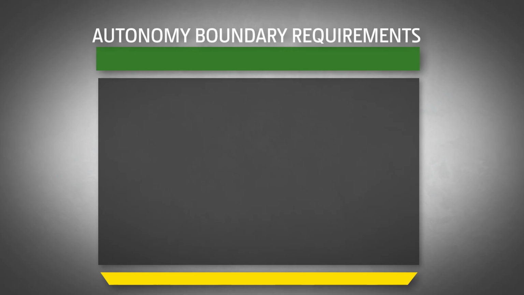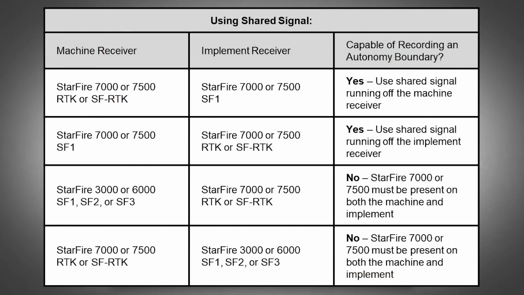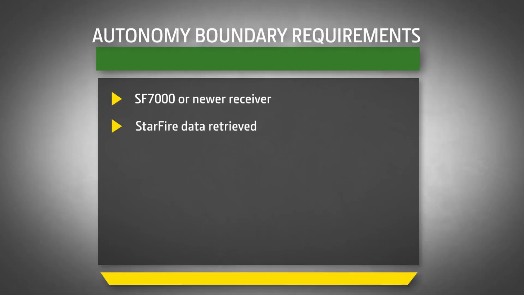A Starfire 7000 or Starfire 7500 must be used when recording the boundary. If you are using shared signal when recording, a Starfire 7000 or 7500 must be present on both the machine and implement. This next requirement checks a number of different items.